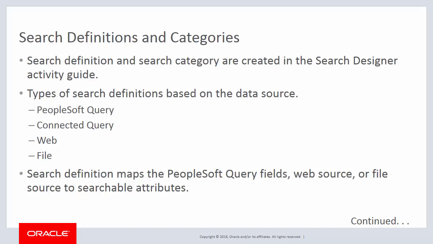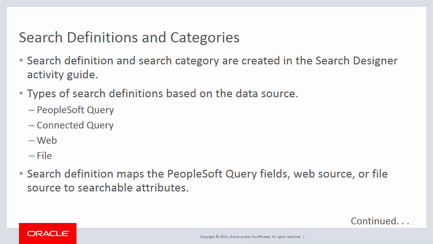PeopleSoft Query or Connected Query. To define the PeopleSoft application data that end users can run their searches against, you can use these standard PeopleSoft query design tools: PeopleSoft Query and Connected Query. The data returned by the query you use serves as the source data that the search engine crawls to create the search index. Except for a handful of requirements for the search framework, queries used for creating search definitions are created exactly as you would any other query.